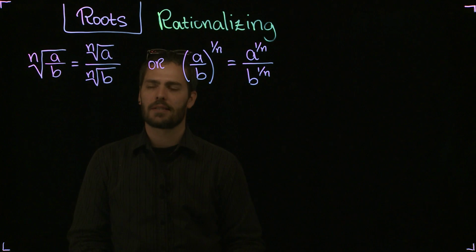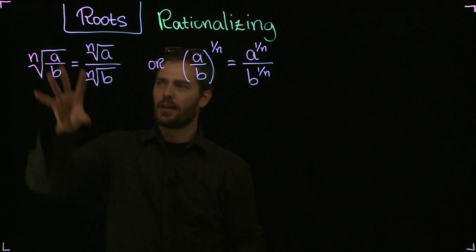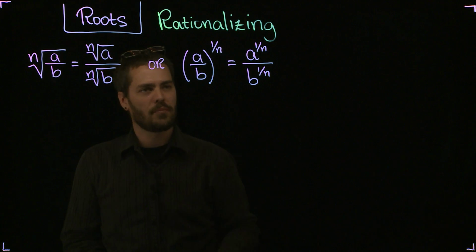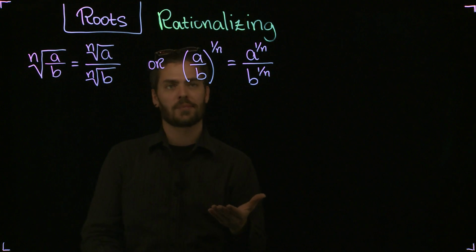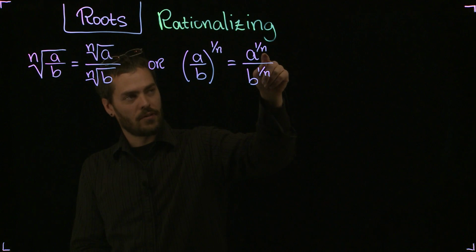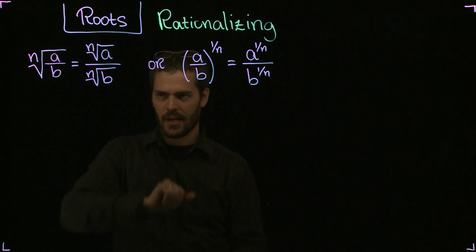Likewise, if we were to look at this in terms of the fractional exponent form of the root, then we're looking at the fraction a over b to the 1 over n power, which, if you remember your exponent rules, can be separated into a to the 1 over n power over b to the 1 over n power. And indeed, these two are the same.